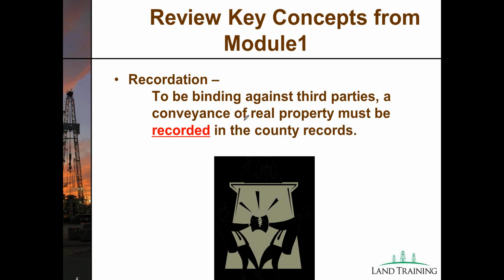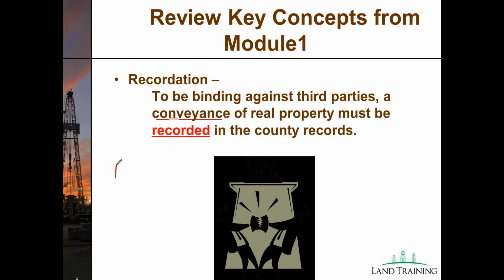No, I never signed that, et cetera, back and forth. So the court said again, enough. What we're going to do from now on is we're going to say that it's got to be recorded in the county records to be binding against third parties. So if we have a conveyance of real property, talking about conveyances now, it's got to be recorded in the county records. Now, as a general rule, the first person that records the lease becomes the owner of the property.